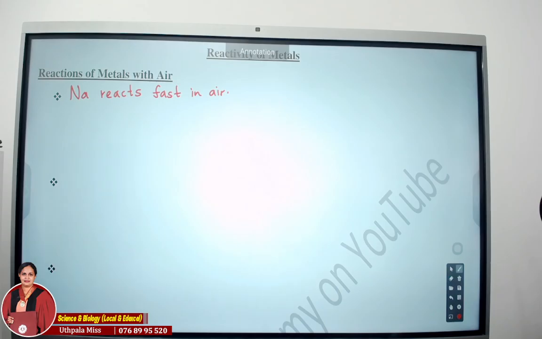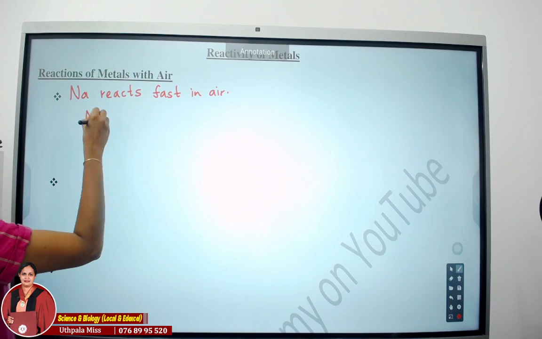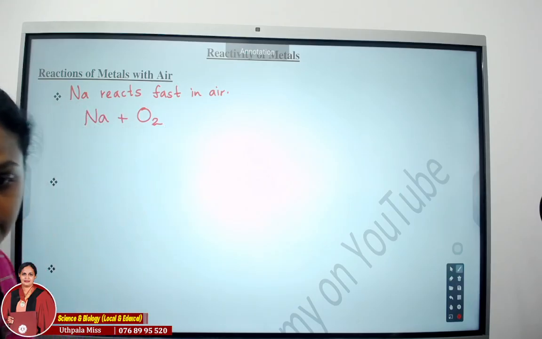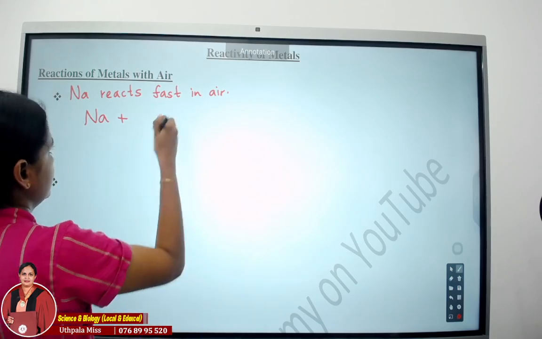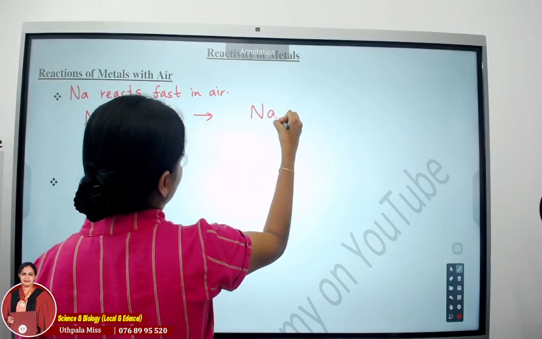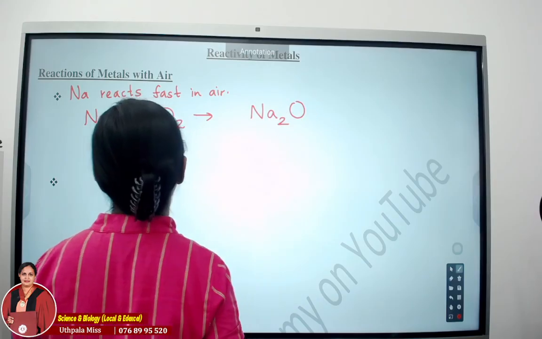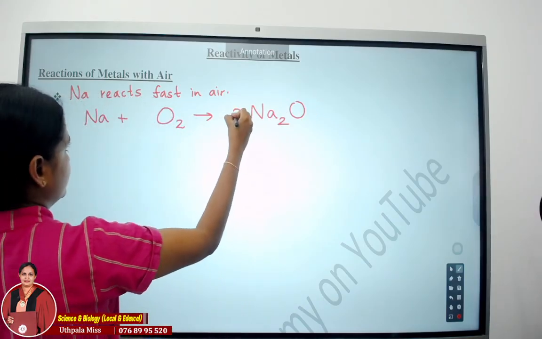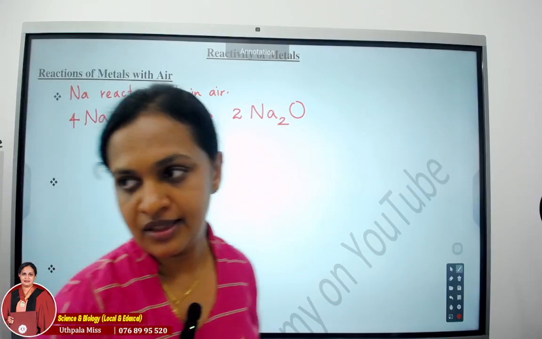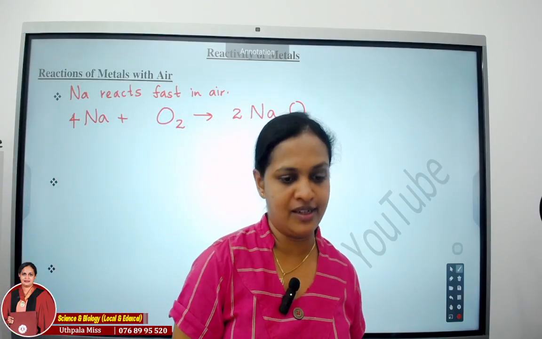So what are the products? Sodium reacts with oxygen, forming sodium oxide. So what is the formula of sodium oxide? Yes, Na2O. So you have to balance the equation. If you put 2 in front of this, that is 4 sodium. Balance the equation like that.